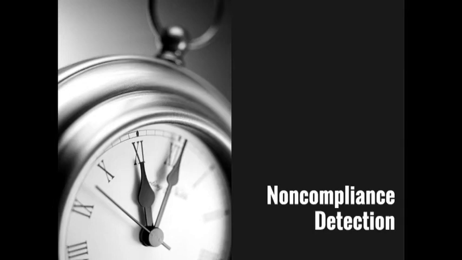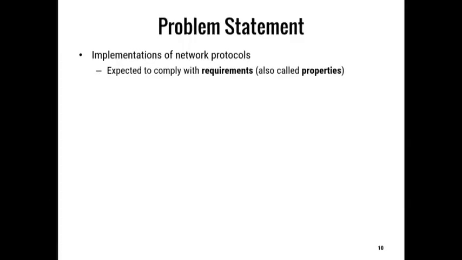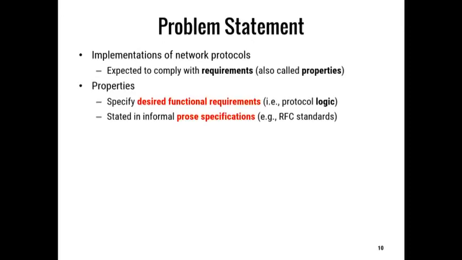Now, let's look at the non-compliance detection. As I said at the beginning, implementations of the protocols are expected to comply with their requirements, which are also known as properties. These properties specify desired functional requirements of the protocols, and they are usually described in informal prose specifications. In other words, you may have seen some of the RFC standards, where protocols are described in RFCs. Those standards are quite informal, prose descriptions of the protocols.